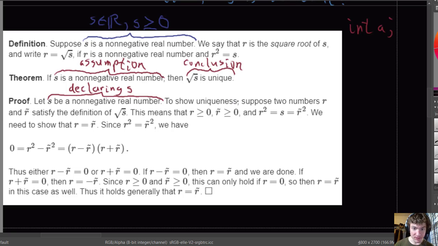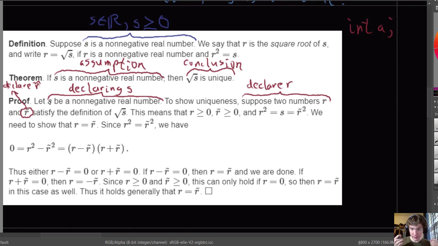To show uniqueness, so this is just guidance text, we're not deducing anything here. To show uniqueness, now suppose two numbers R and R tilde satisfy the definition of square root S. So this is another assumption. We're making an assumption in this sentence, and we're actually, in that assumption, declaring two variables. So we're declaring one variable R, which we say satisfies the definition of square root of S, and then we do the same thing with R tilde, which is a second variable that also satisfies the definition of square root of S.